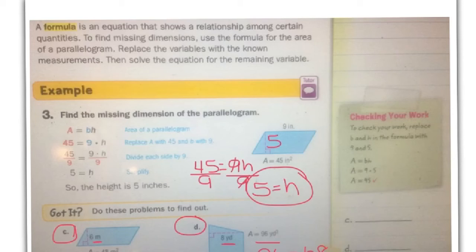See if you can guess what these missing pieces are. Okay, so you're basically asking yourself 6 times what is equal to 48, and what times 8 equals 96. Press pause now, solve the problems, and then check your answers with Porky.